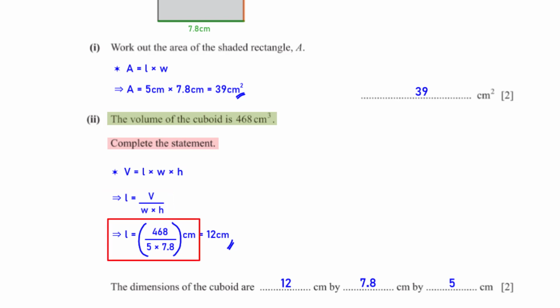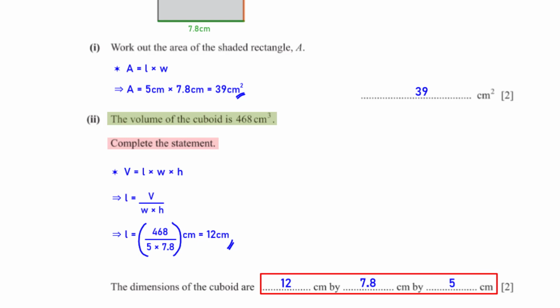The volume V is 468 centimeters cubed. The width W is 7.8 centimeters and the height H is 5 centimeters. This gives us 12 centimeters. So the dimensions of the cuboid are 12 centimeters by 7.8 centimeters by 5 centimeters.